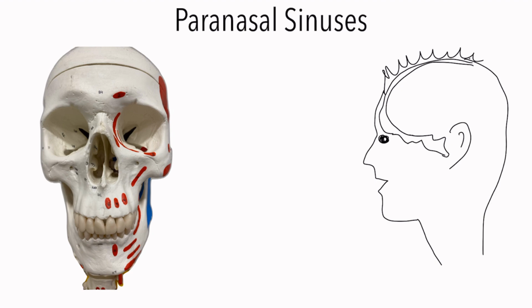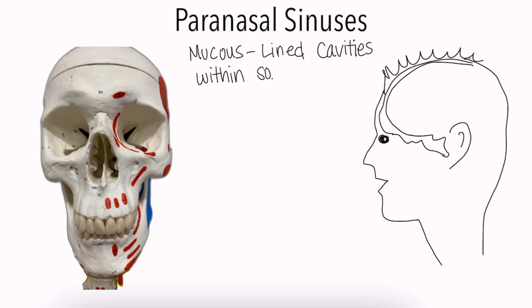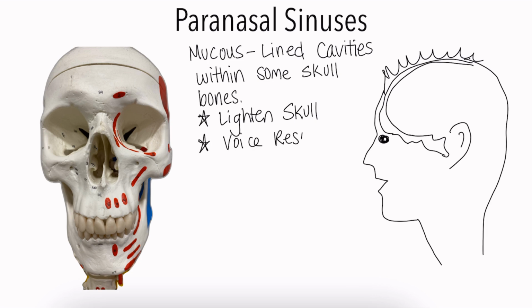The very last topic we'll do today is just exploring the paranasal sinuses. The paranasal sinuses are mucus-lined cavities within some skull bones. They serve to lighten the skull and they help your voice resonate. There are 4 of them.